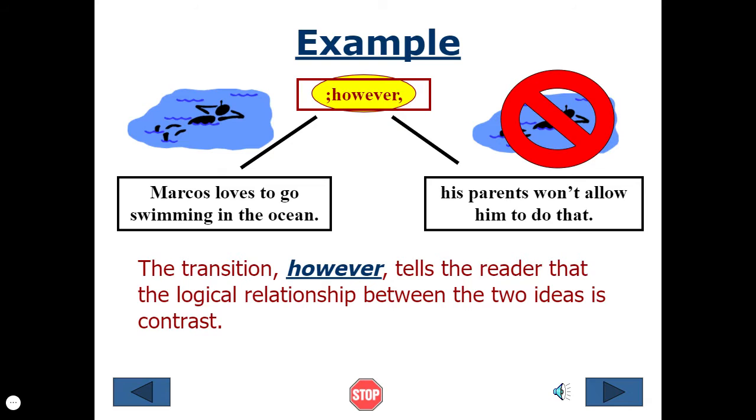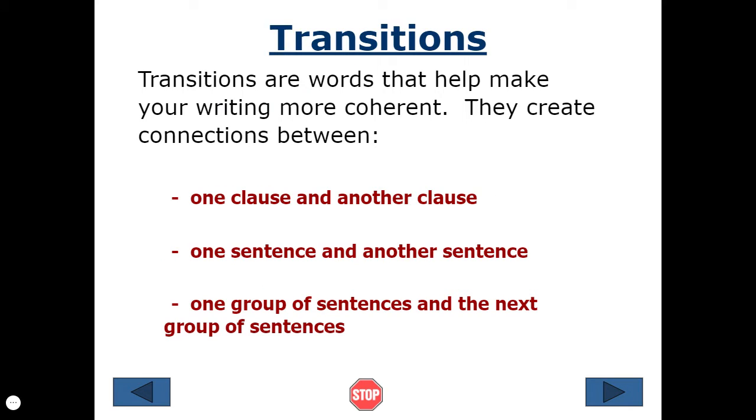So, for example, Marcos loves to go swimming in the ocean. However, his parents won't allow him to do that. The word, however, is a transition because it shows the relationship between the two ideas in the sentence. And it shows that they contrast or are different from each other. So when we use transition words, they help make our writing flow and read smoother and much more coherent.